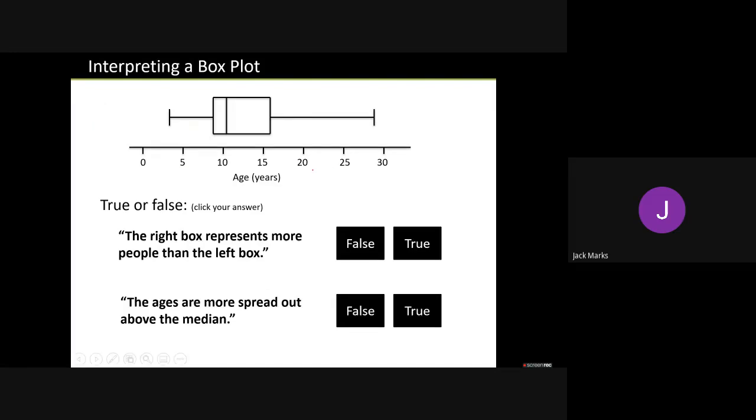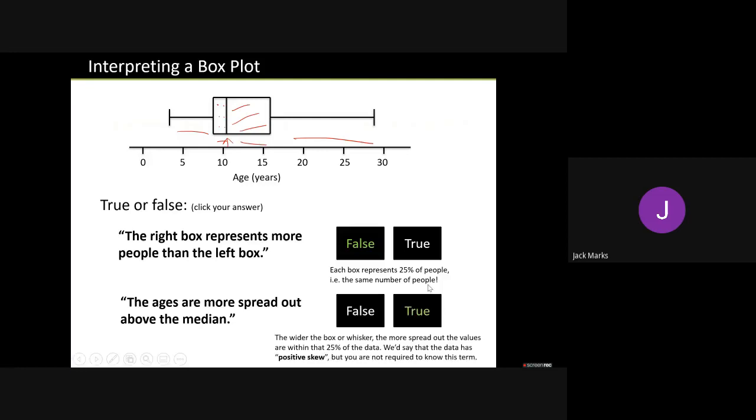Some quick questions just to check we understand what's going on with the box plot. The right box represents more people than the left box. Well, this is false. They represent the same number because they represent the same percentage of people. The ages are more spread out above the median. So the median is here, and above the median, the ages are more spread out. So this is true. Without putting any numbers to any data, we could say that there's a positive skew going on here, certainly.